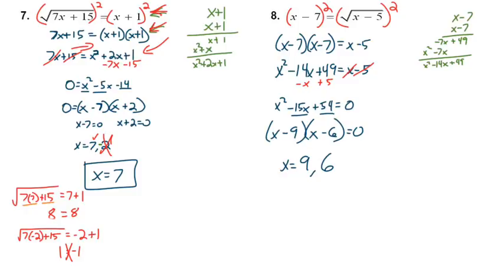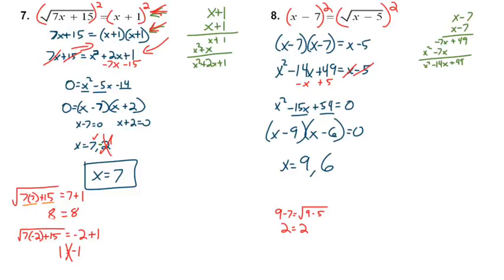So the 9: if I do 9 minus 7 equals the square root of 9 minus 5. Oops. Big difference. 9 minus 5 is 4. The square root of 4 is 2. And 9 minus 7 is 2. So the 9 works. Cool.